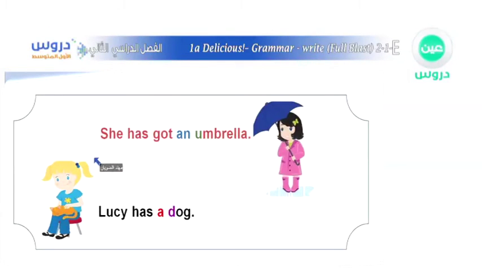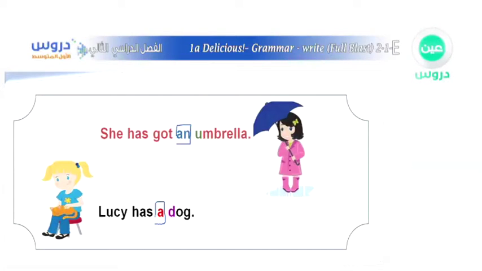Alright, but in this case, as you can see, there are two girls right here. The first one has got an umbrella. And this girl, her name is Lucy. Lucy has a dog. We didn't use the word some, as you can see. We used the word an and the word a, the articles that we already are familiar with.